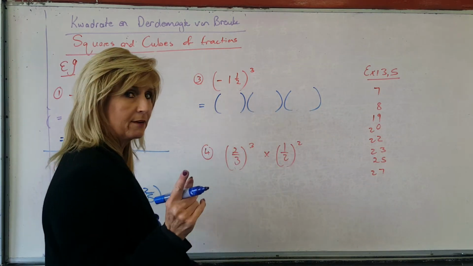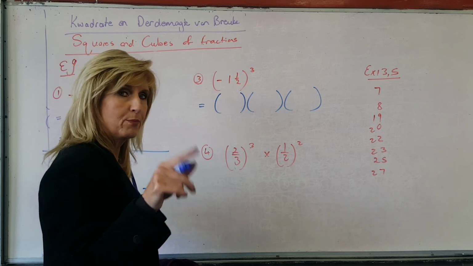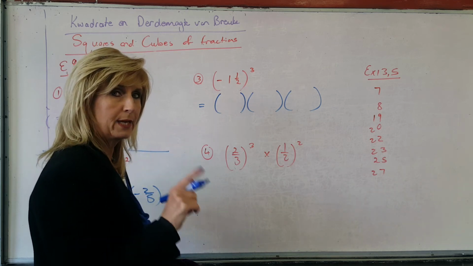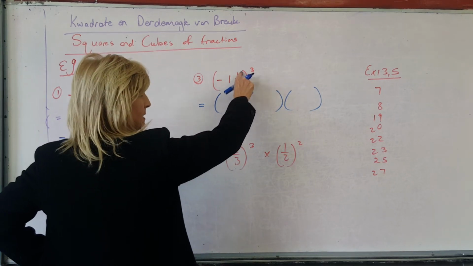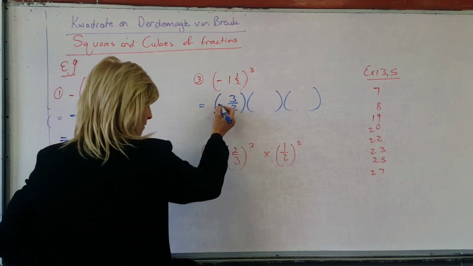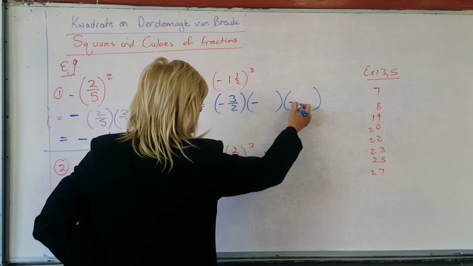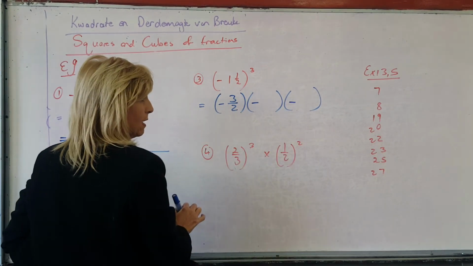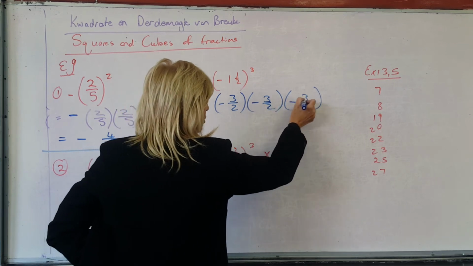Maar wat is jy geleer van 1 en 'n half? What do you do with 1 and a half? Make it an improper fraction. Maak hom 'n onegte breek deur te sê 1 maal 2 is 2 plus 1 is 3. Man, what is the minus? Daar's minus. These 3 all have to have a minus and a minus because it's the whole bracket 3 times. Maar die 1 en 'n half is 3 op 2, 3 op 2, 3 op 2.